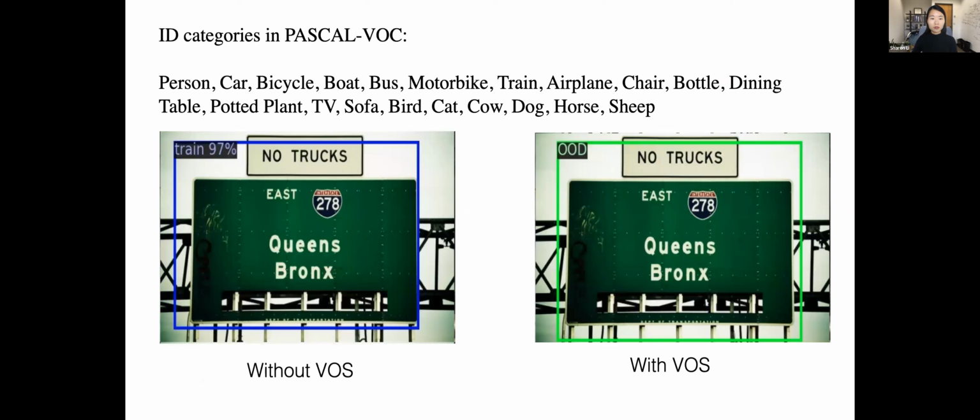And to give you some real examples, here I'm showing you the visualization based on a model trained on Pascal VOC. For convenience, I'm also listing the training categories here. The left-hand side is based on the vanilla Fast R-CNN without VOS, and it misclassifies this road sign as a train. On the right-hand side is when we introduce VOS to the training process, and it successfully identifies this to be OOD.